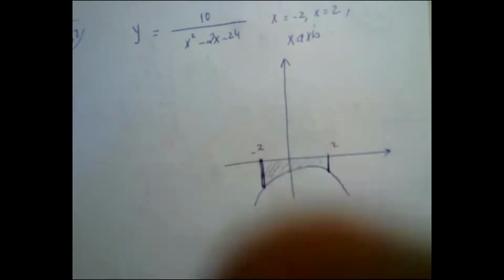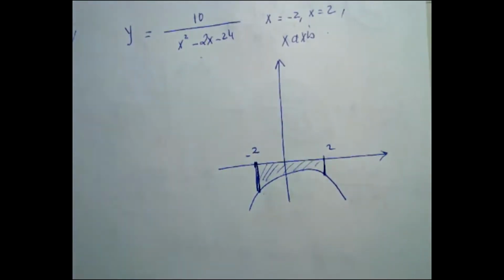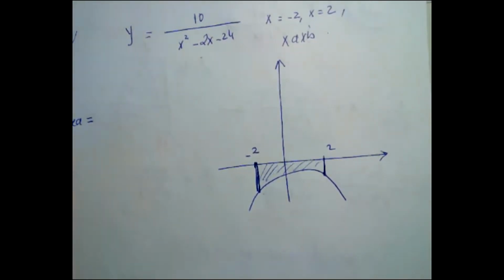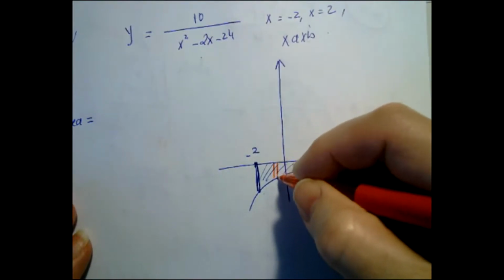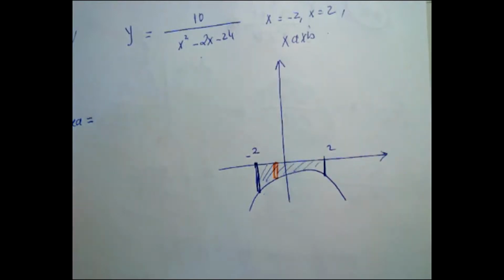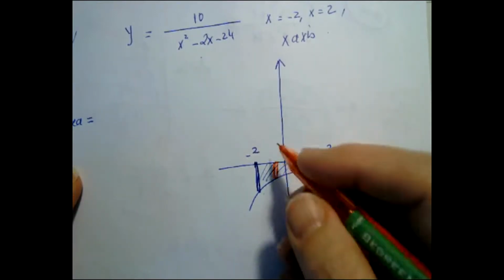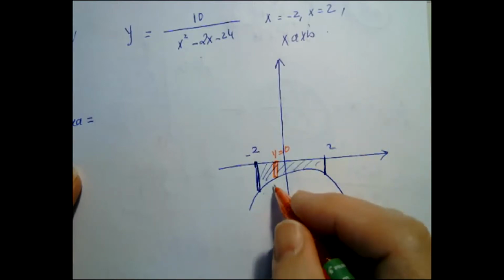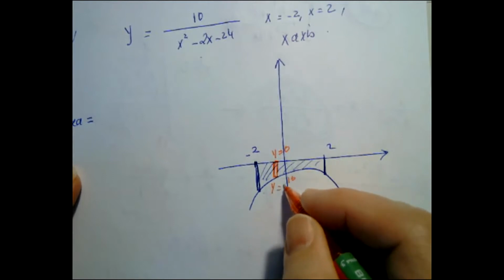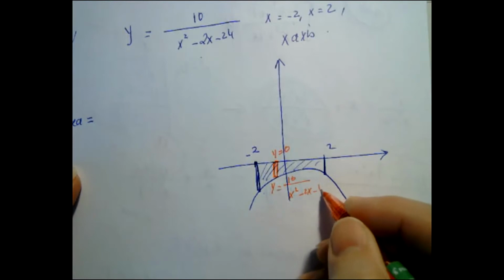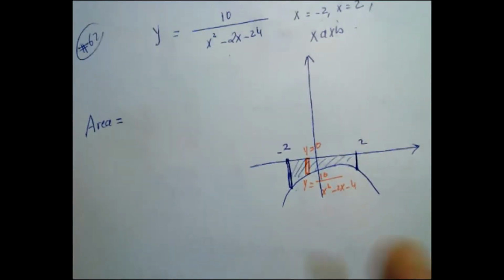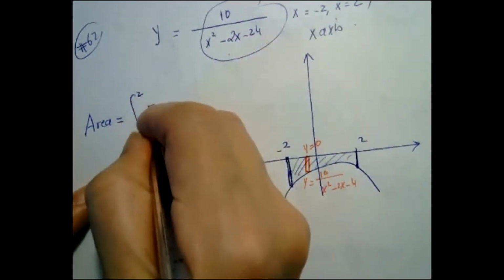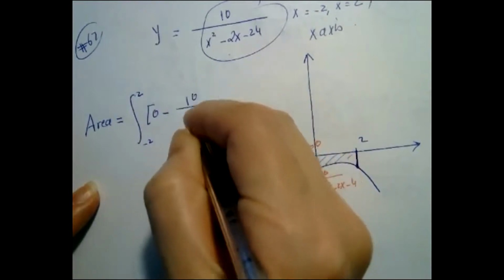Okay, so we'll do the setup. What's the setup? What's the area? Again, as usual, we have to take a slice and compute the area of the slice. But here, if we are careful, the upper curve is the line y equal to 0, and the bottom one is the 10 over x squared minus 2x minus 24. So the integral here is going to be the integral from -2 to 2, not of y, of, if you want, 0 minus that. So we have to be very careful with this.